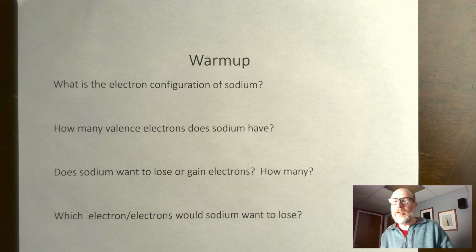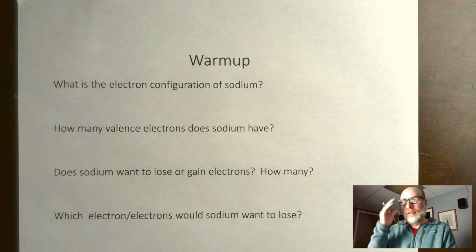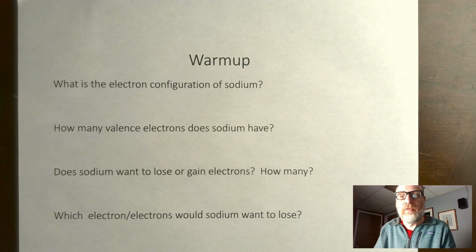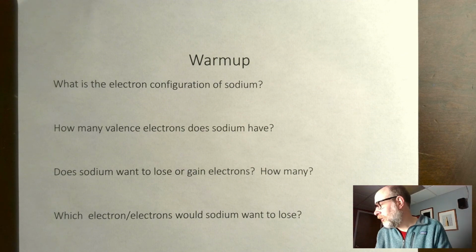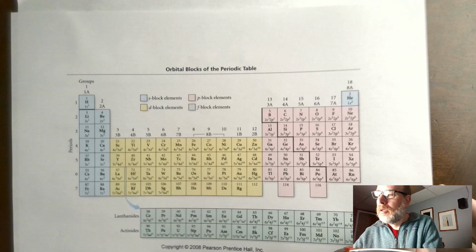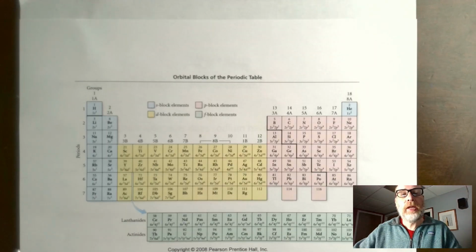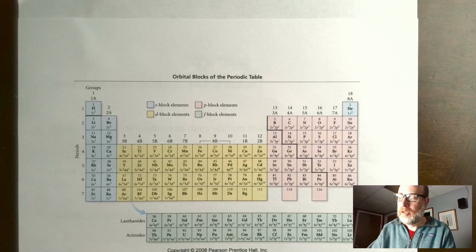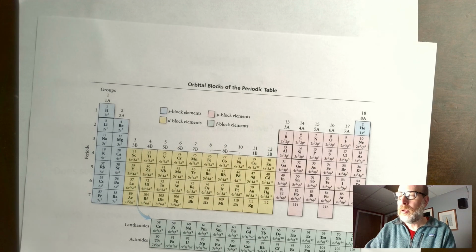Okay, so let's practice one real quick. What's the electron configuration of sodium? First step is determining how many electrons sodium would have. If you look on the periodic table, pull up our periodic table here for a second. Sodium's over here in the alkali metals, number 11. So it's got 11 electrons that we're going to have to worry about.